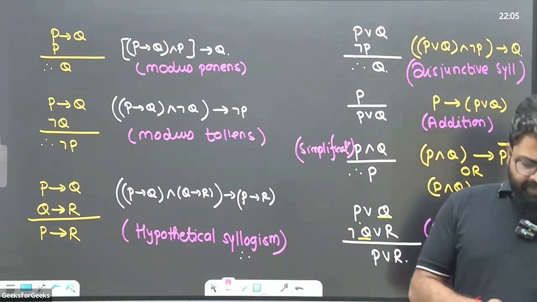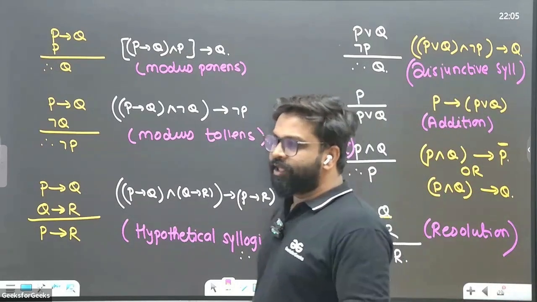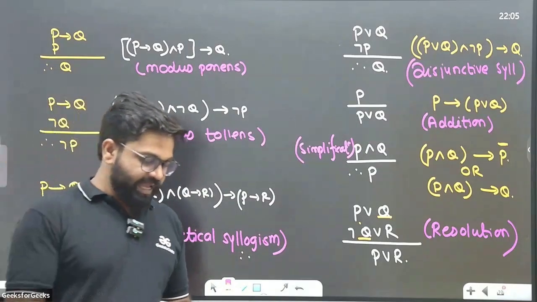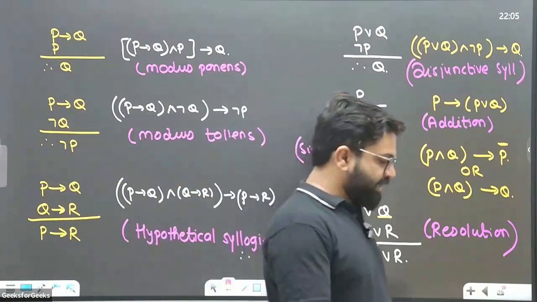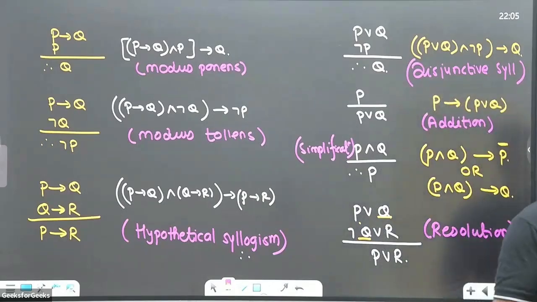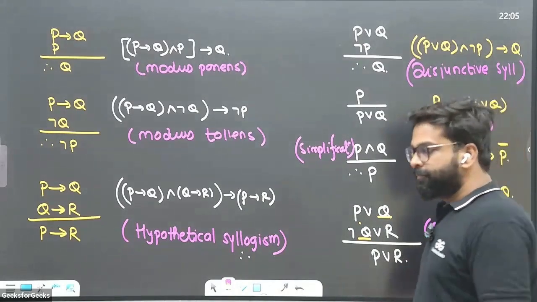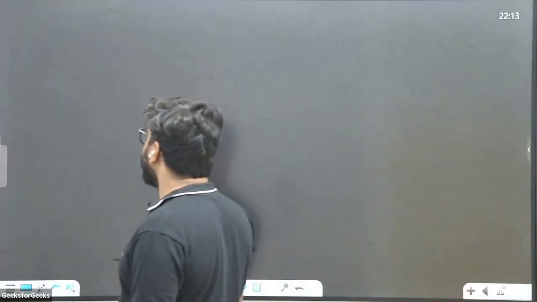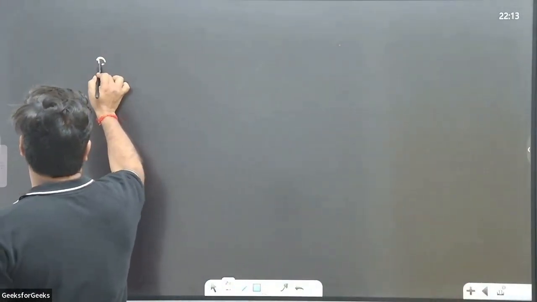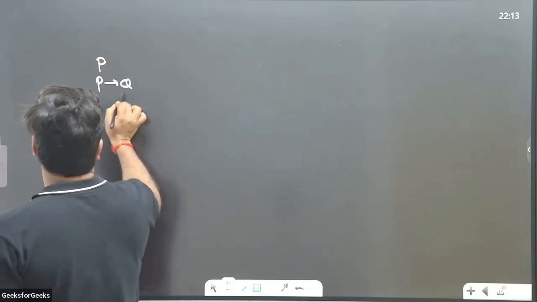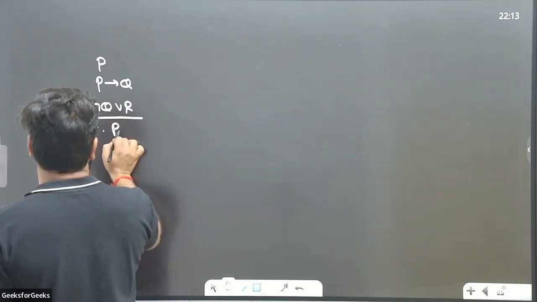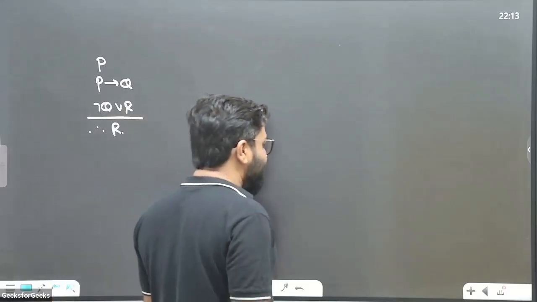And trust me, whatever the questions which are based on the basics of logic, everyone can easily try to solve that. Okay, let's try to solve some questions. So for example, suppose we have some conditions like this: P implies Q and negation of Q or R, and suppose they are saying, try to check whether this is valid or not.